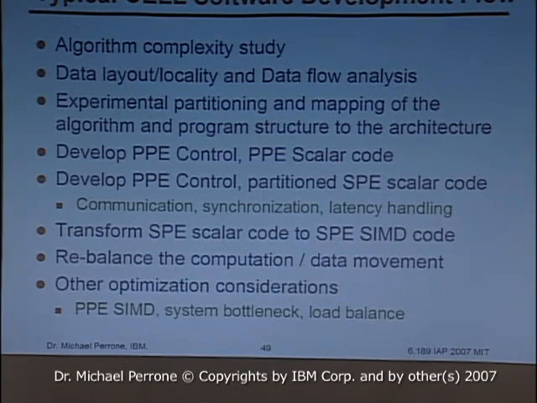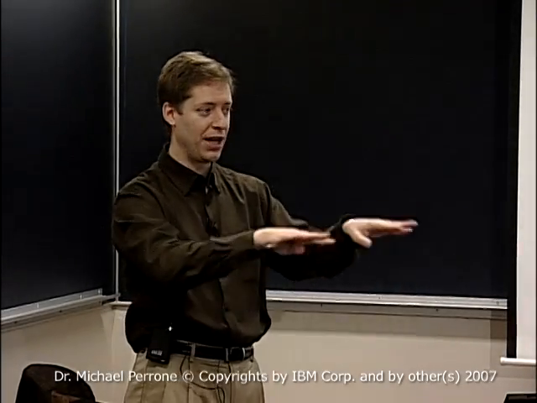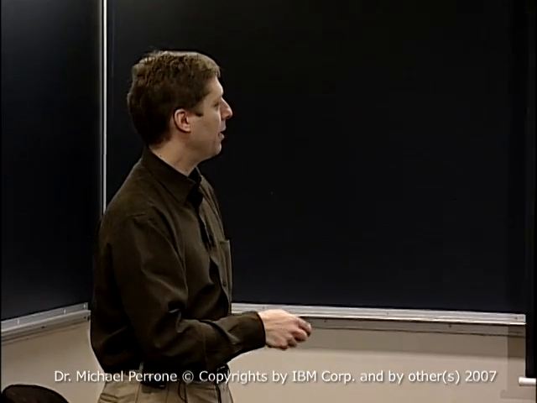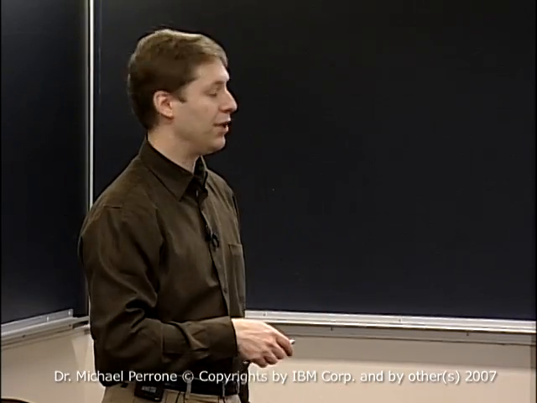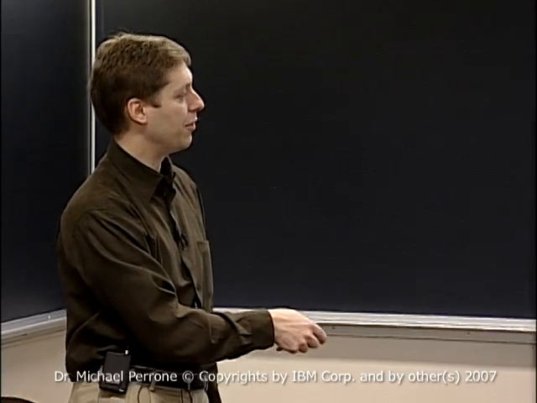You want to break it up between the pieces that you believe are scalar and remain scalar, leave those on the PPE, and the ones that can be parallelized, those are the ones that are going to go on the SPE. So you have to think conceptually about partitioning that out and then run it on the PPE anyway. You want to have a baseline there. Then you have this PPE scalar code and the PPE control code. This PPE scalar code you want to then push down to the SPEs. So now you're going to add stuff for communication, synchronization, and latency handling.